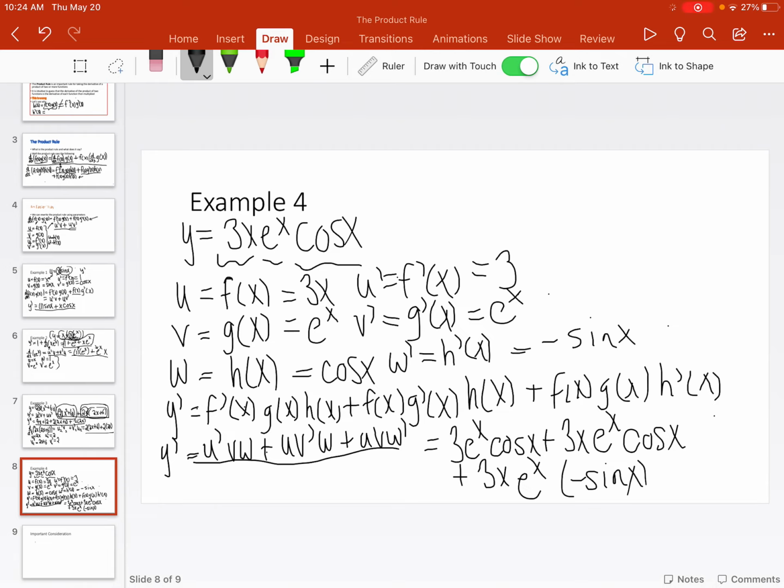Now, I had this important consideration, but I basically already talked about it, and it was just dealing with multiple functions. So we've already done that. We understand now that if we have 3, 4, 5 functions, we just keep extending the product rule. So say we had 4 functions, we would assign maybe we call it t of x, and we would give it a parameter z, and we just extend the product rule.